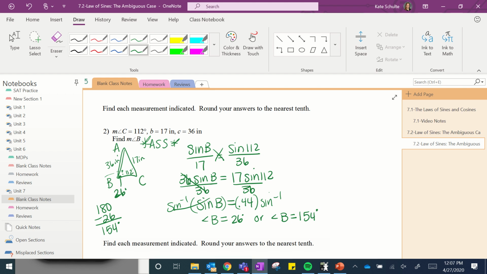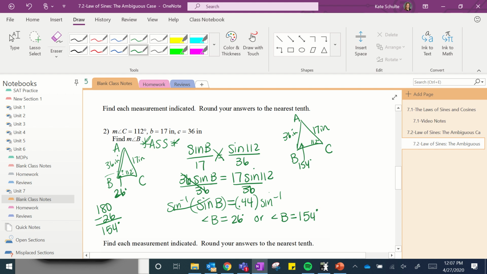Is there still room in this second triangle? Now we have a new triangle. Okay, so if we just draw a new triangle, this is our second option. We still have ABC. We labeled angle C was 112. Side B was 17 and side C was 36, right? That's not changing. And now in my second triangle, angle B is going to be 154.